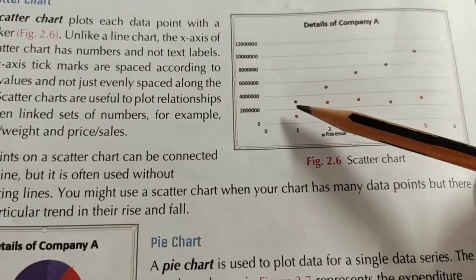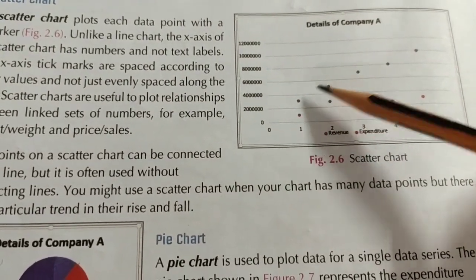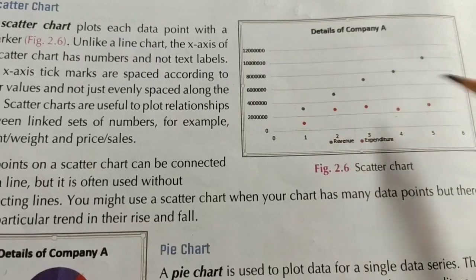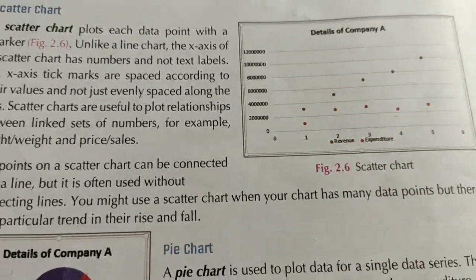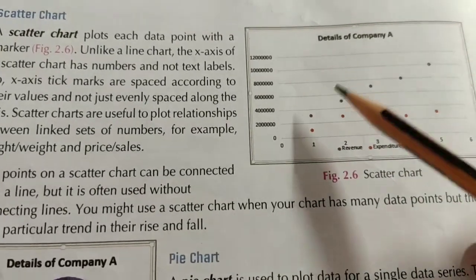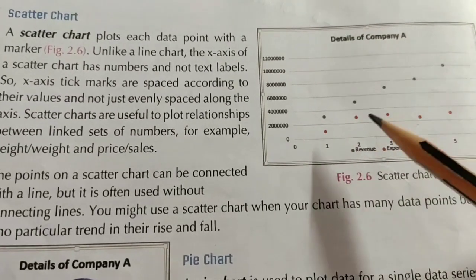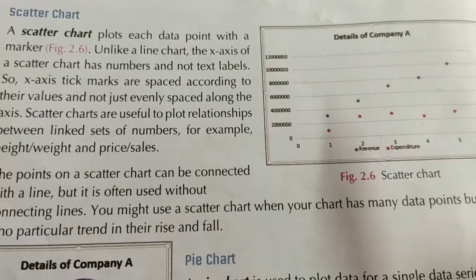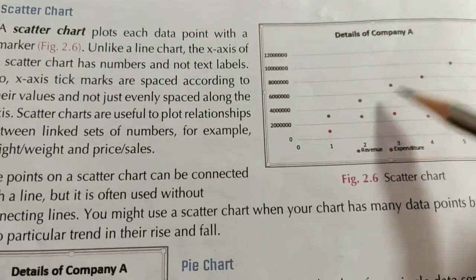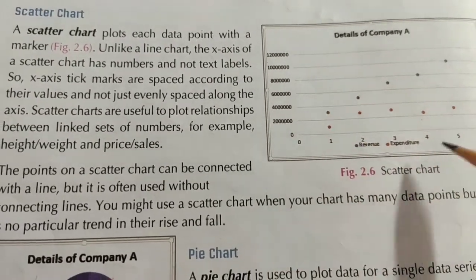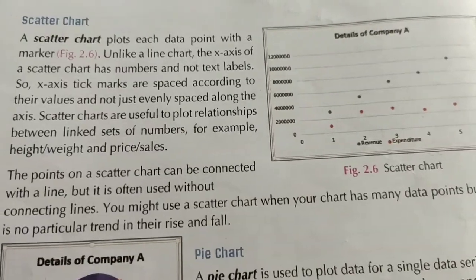Here you can plot the data points, I mean mark the data points, and after that you can join them with a line also if you want. Often this scatter chart is used without connecting lines. This is what we call a scatter chart.